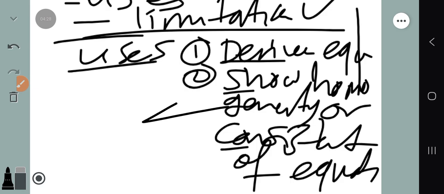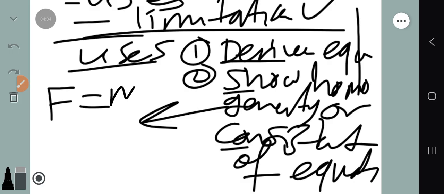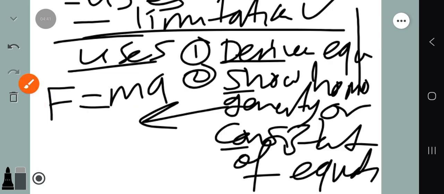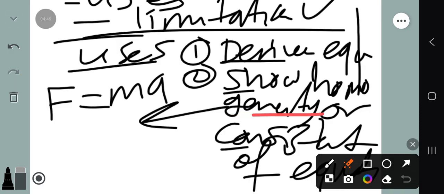So what do I mean by homogeneity? For example, let's have this equation, force equals mass times acceleration. Now the question can be, is this equation homogeneous or is this equation consistent? That's how the question is going to be phrased. So now, how do you prove that this equation is homogeneous or consistent?